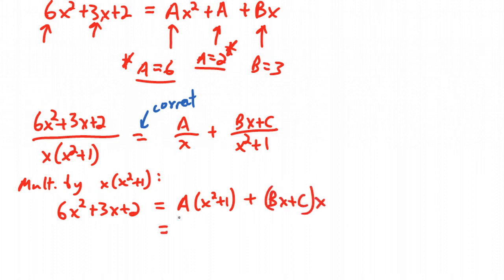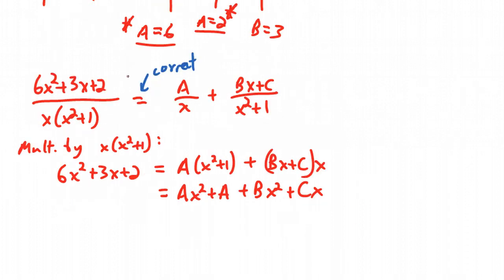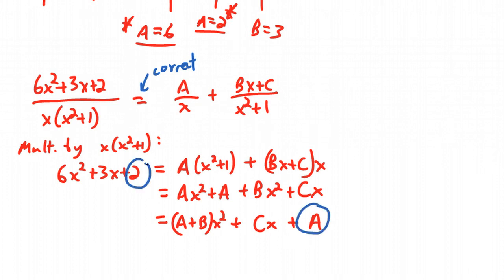Okay, now if we write out this side here, we get ax squared plus a plus, well, this would be bx squared plus cx. Okay, so let's combine our like terms here. We have an ax squared and a bx squared. That's really a plus b times x squared plus cx plus a. Okay, now the a, this right here, should correspond with the constant over here. So a is equal to 2.